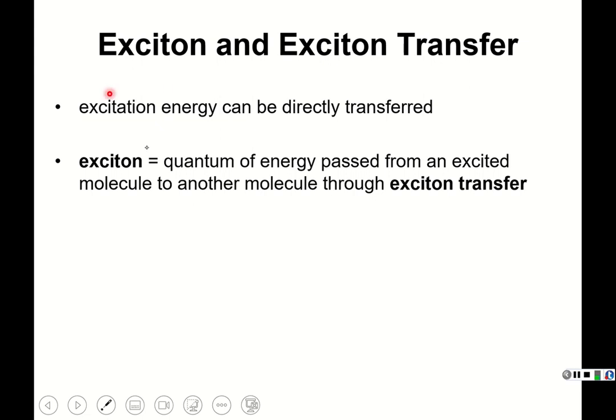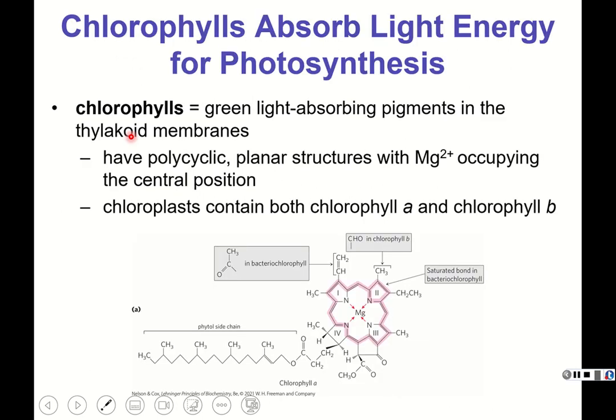So this excitation energy can be directly transferred. If you excite an electron into a higher energy level, it can be passed to another molecule through an excitation transfer. And what molecules are we talking about here? Well, we're talking about primarily chlorophylls.